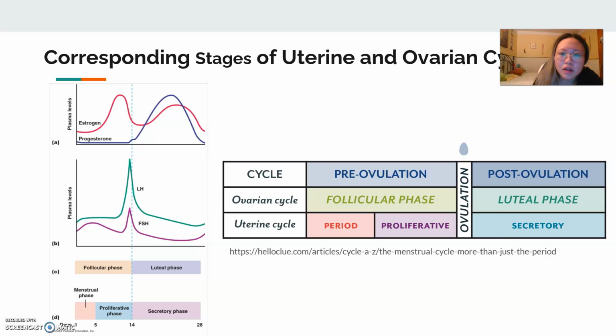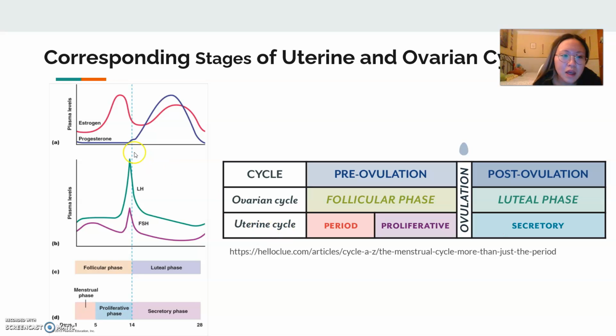And this is just a couple of graphs that show how each phase of the uterine and the ovarian cycle correspond to each other. So this chart on the right here shows, for the ovarian cycle, the follicular phase, ovulation, and then the luteal phase. And for the uterine cycle, you have the period, or the menses, the proliferative phase, and then the secretory phase. And so the follicular phase of the ovarian cycle corresponds with the menses and the proliferative phase of the uterine cycle, and then ovulation occurs, and then the luteal phase of the ovarian cycle corresponds with the secretory phase of the uterine cycle.